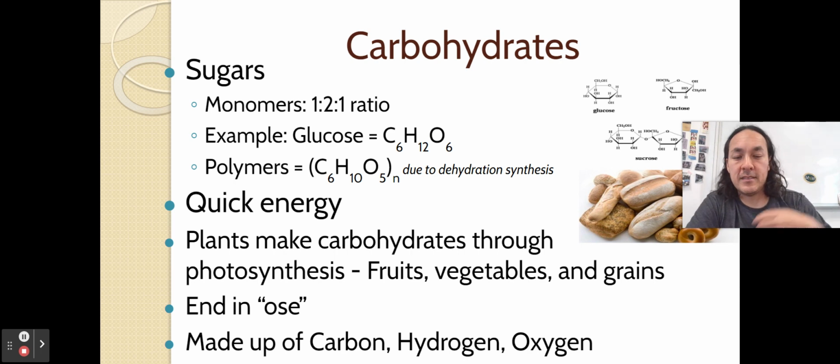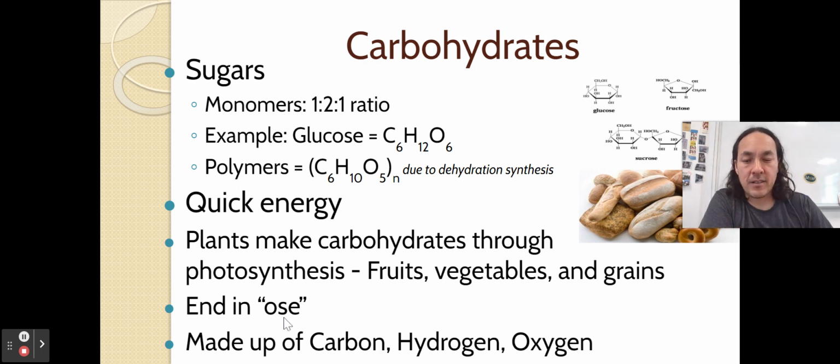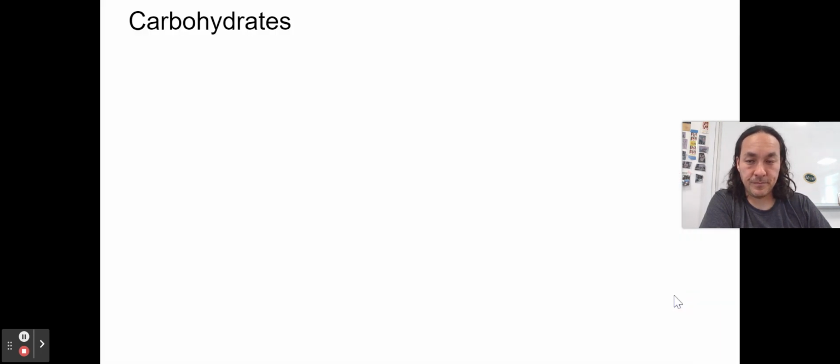And so the structure of a carbohydrate, this ring shaped structure, and the amount of carbons, hydrogens, and oxygens enables it to be quick energy for us. Carbohydrates often end in OSE, like glucose and fructose, sucrose, and maltose.